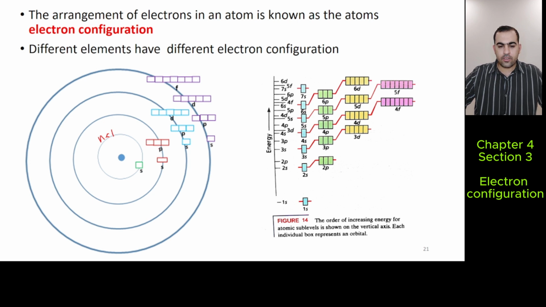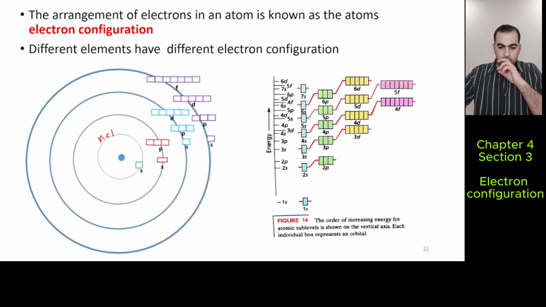And in the second energy level we have s and p sublevels. So the p sublevel has 3 orbitals. In the third energy level we have s, p, d, and d has 5 orbitals. In the fourth energy level we have s, p, d and f. So f has 7 orbitals, the f sublevel.